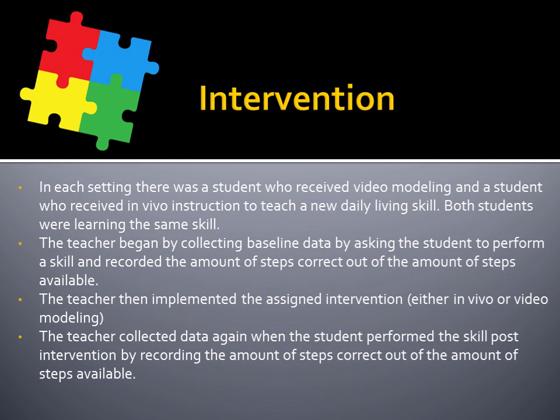So the teacher began by collecting baseline data, and they did that by asking the student to perform a skill and recorded the amount of steps correct out of the amount of steps available. So they would have said, okay, can you make a peanut butter and jelly sandwich? And then the student would have to do it, and they would mark down how many steps they did correct versus how many steps there were. And then the teacher implemented the assigned intervention, either the in vivo instruction or the video modeling instruction. And then after that, the teacher collected the data again, and the student performed the skill post-intervention, and they recorded it the same way, the amount of steps correct over the amount of steps available.